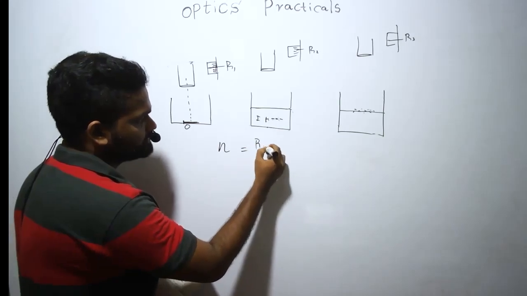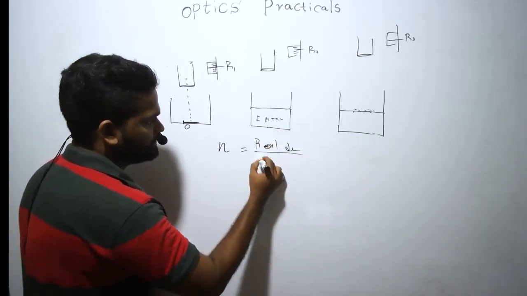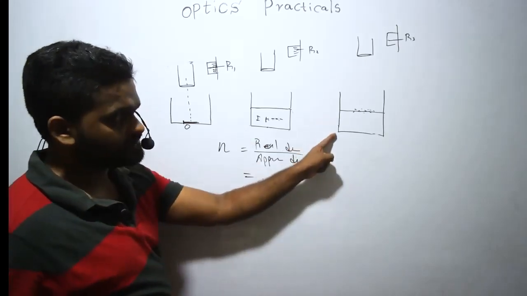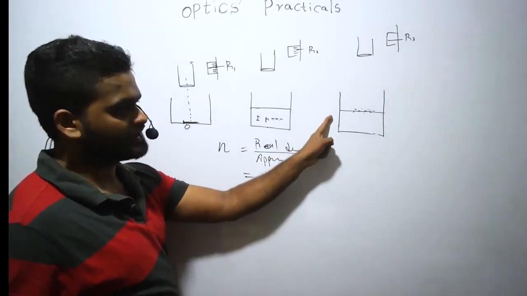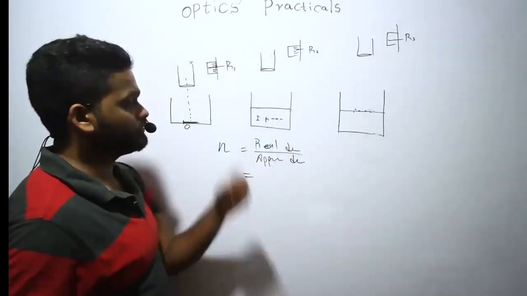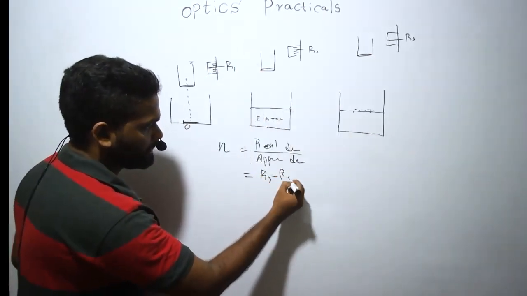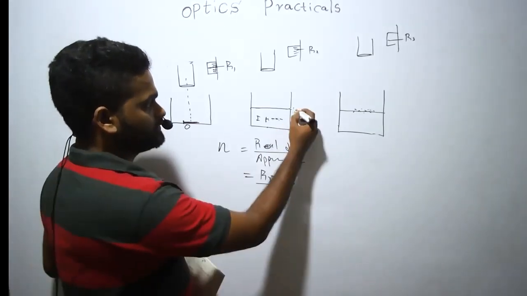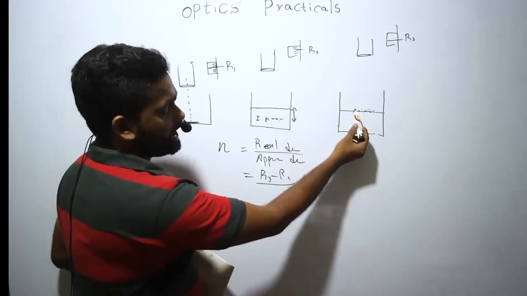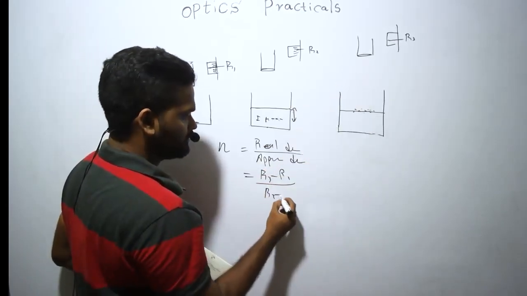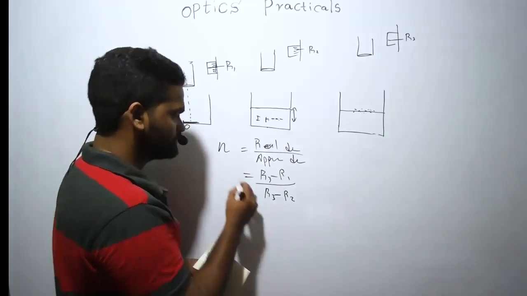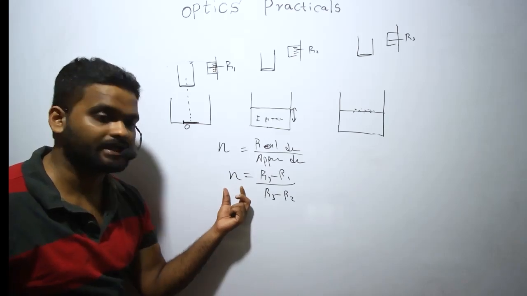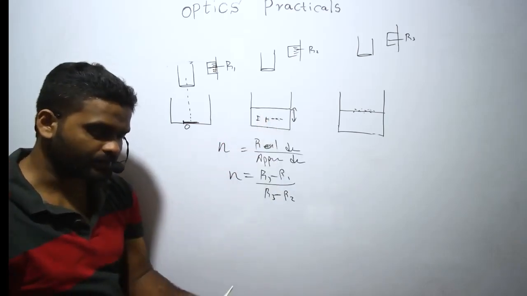Similarly, n is real depth divided by apparent depth. So what is the real depth? This much is the real depth. Real depth can be taken from R3 minus R1. Apparent depth, this much is the apparent depth. So that is R3 minus R2. So these values you know, then you can simplify the refractive index of the liquid, right?